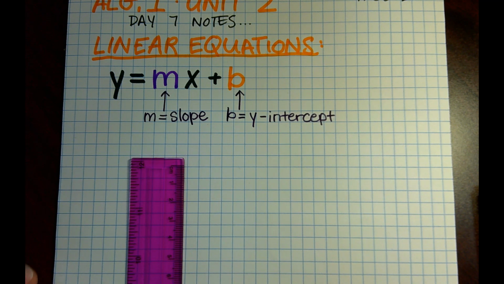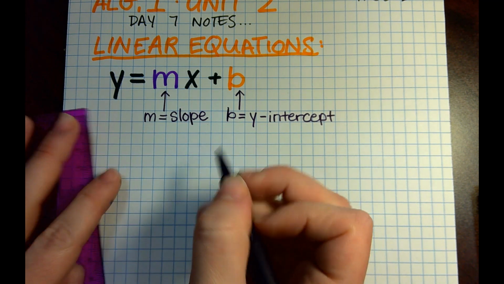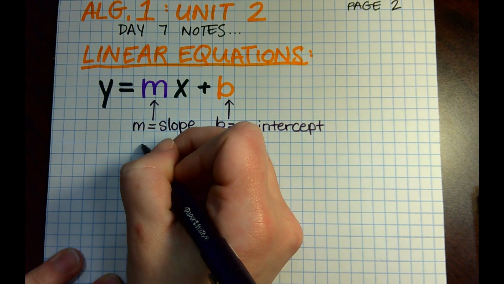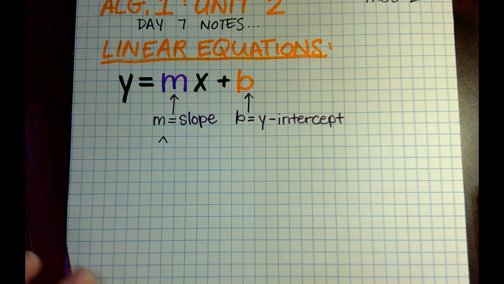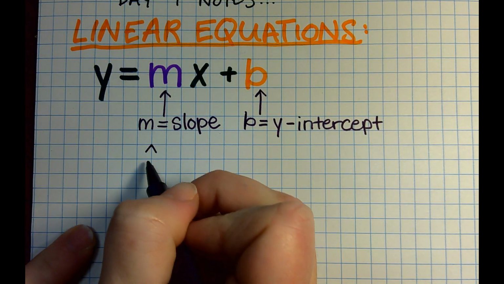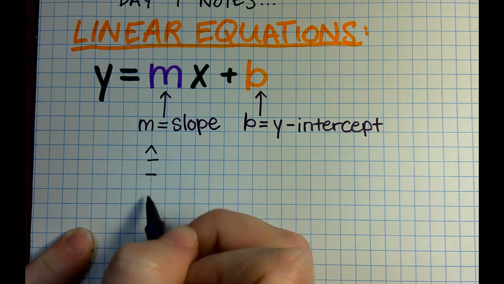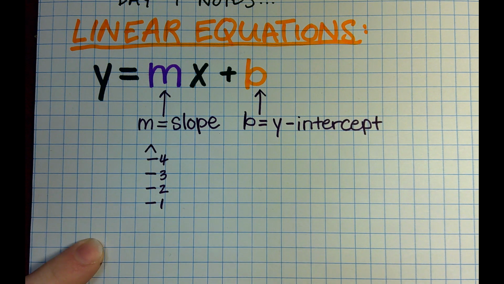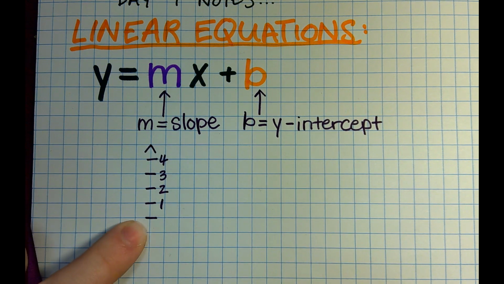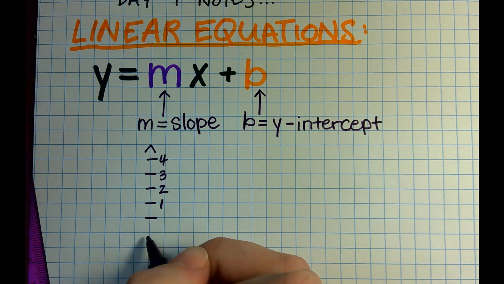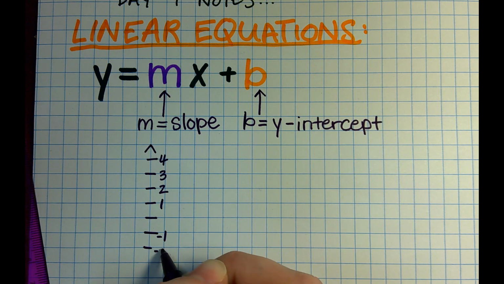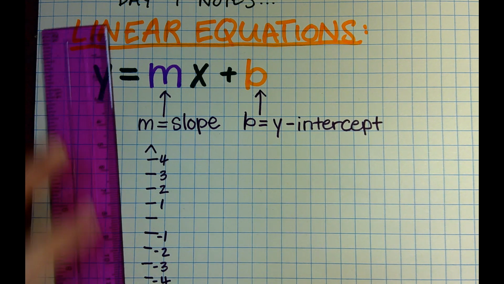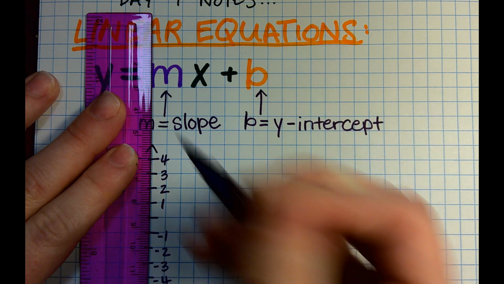But this time I'm going to make it small. Instead of drawing my lines first, I'm going to draw the top of my arrow like this. I want to have positive 4, so I'm going to do 4, 3, 2, 1, and then this will be a 0. And then -1, -2, -3, -4. Then I'll draw my line.